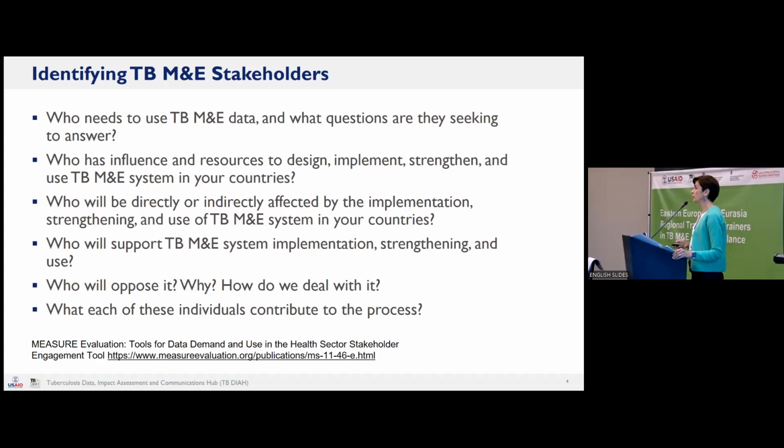So since this is the last session, maybe we will make it more a discussion rather than lecture. I will ask you a question, and every country just think about the stakeholder in your country who coincides with the answer to this question. So in your country, who needs to use TB data, and what questions are they seeking to answer? Who can be a stakeholder like that in your country?